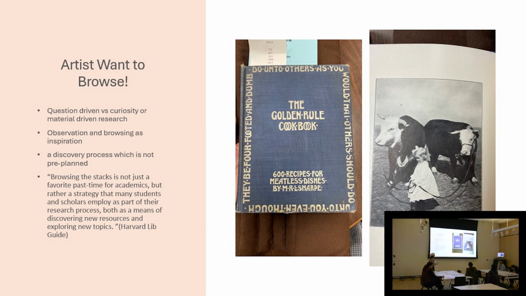So, I do want to mention this. Whenever I was browsing, I just had a search term like vegetarian in the Zachary collection, which is our collection of cookbooks in special collections. And this cookbook came up called the Golden Rule Cookbook, 600 Recipes for Meatless Dishes. And that was all the information I got. And I was like, okay, I'll pull that, I'll take a look at it.